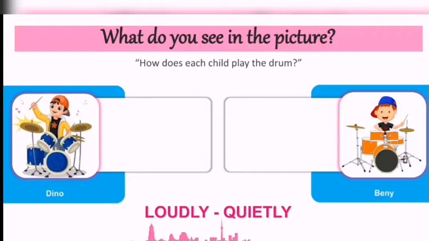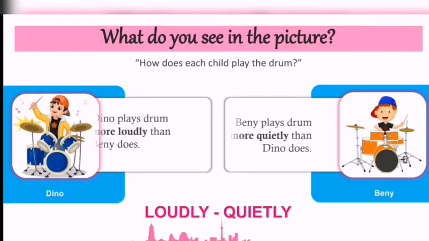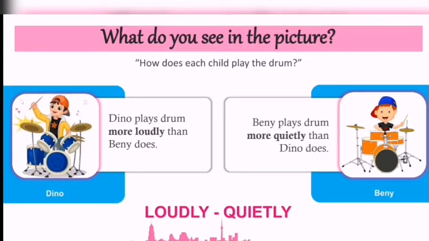So how does each child play the drum? Okay, so this one is the answer. Dino plays the drum more loudly than Benny does, while Benny plays the drum more quietly than Dino does. So, do you agree with me? Okay, let's take a look at the next picture, guys.